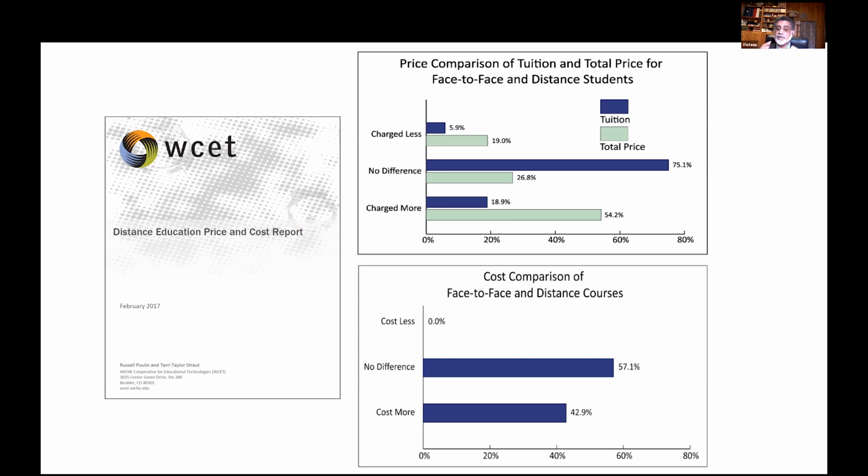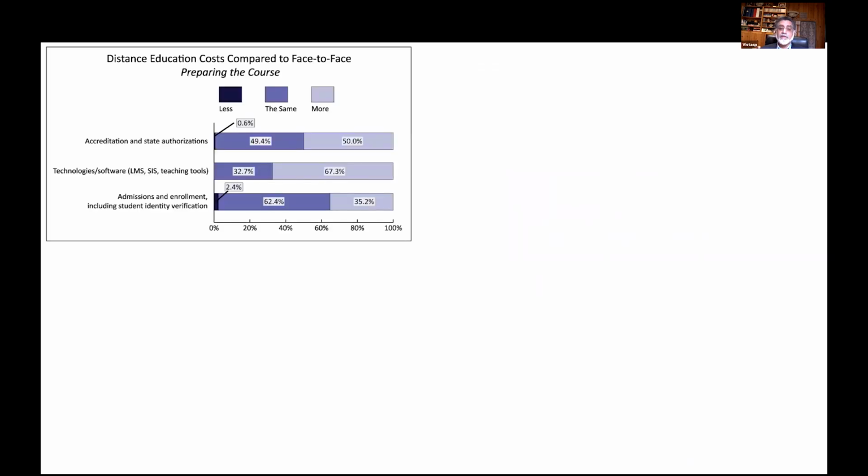Now keep in mind, there's a difference between, as I mentioned before, cost and price. And in some cases, the online was allowed to cost more. And this is where the flexibility made more sense. An online MBA, for example, has more scope for the price and the cost to be more. If you start looking at the costs to actually prepare the course, you will find that it takes more work in terms of accreditation and state authorizations, as well as technologies, whereas admissions and enrollment might actually cost a little less or about the same.